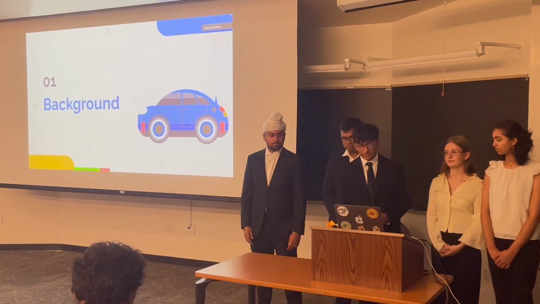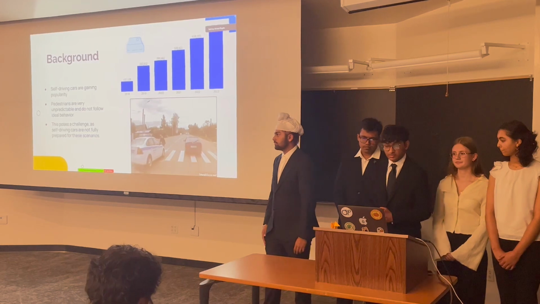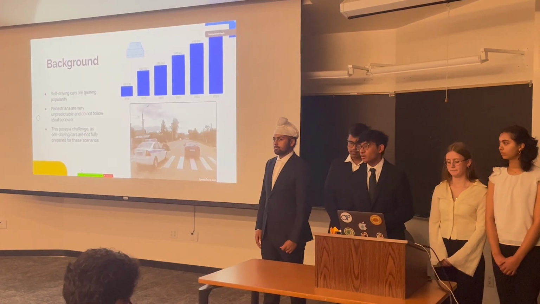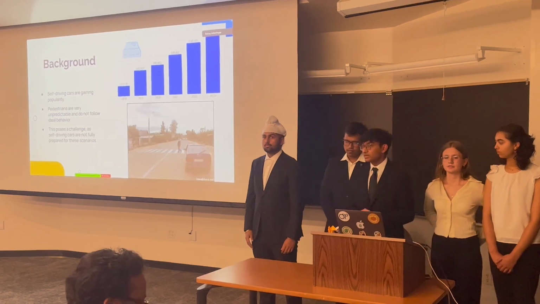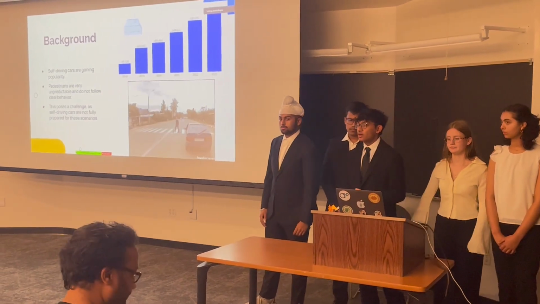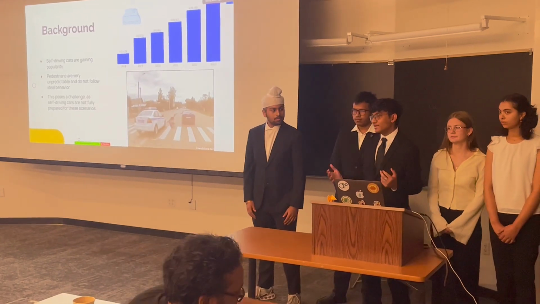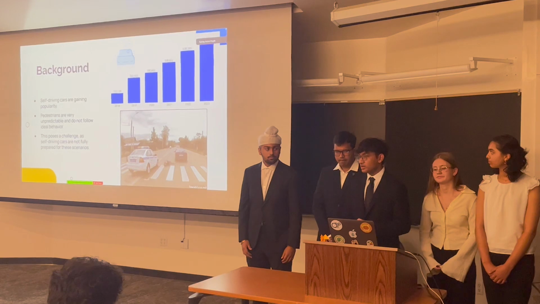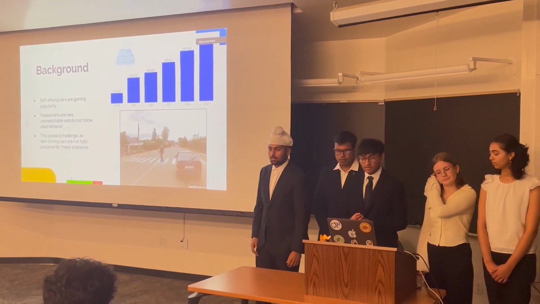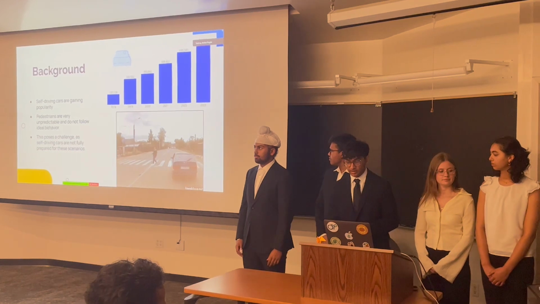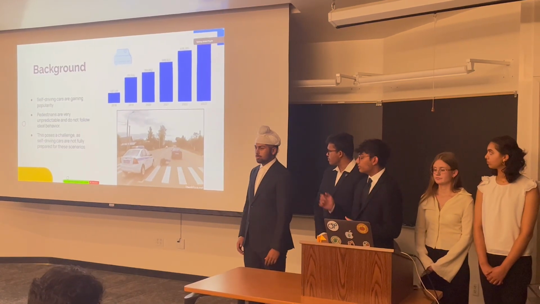Starting off with the background. As you guys may know, self-driving cars are becoming really popular. Since 2018, we've seen almost a 5 times increase in the amount of self-driving cars on the roads. However, these self-driving cars model pedestrians as somewhat ideal people, but as we know, pedestrians are actually very unpredictable and they're not ideal. And so this poses a challenge as self-driving cars may not be prepared for such unexpected scenarios, as you guys can see in the GIF below.